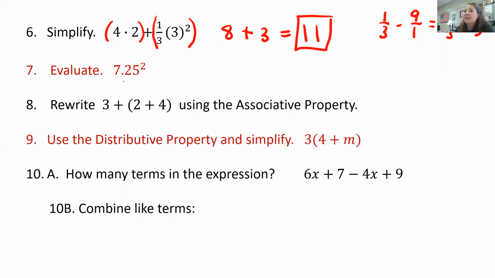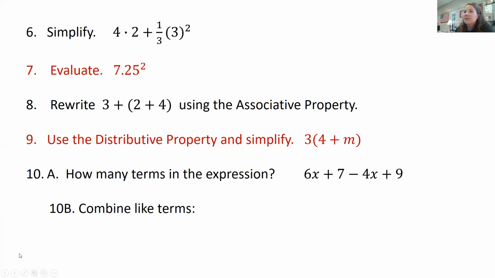All right, number 7 is 7.25 squared. Let me get rid of all this stuff. Give myself some more room. So I'm multiplying 7.25 by itself. So I'm gonna multiply 5 times 5. 5 times 2 is 10, plus 2 is 12. 35 plus 1 is 36, add a 0.